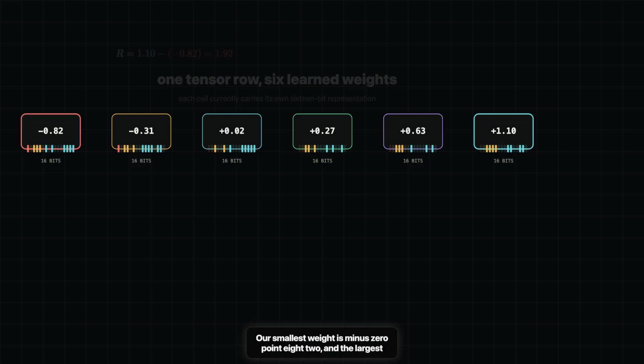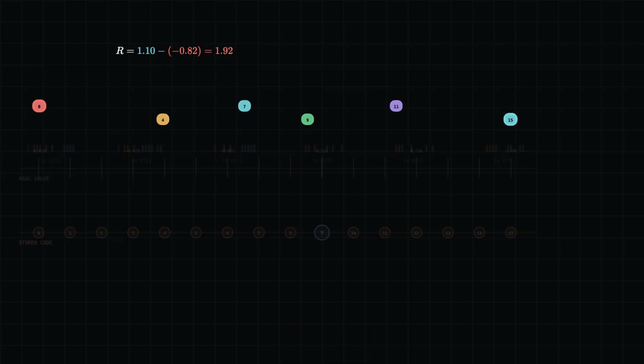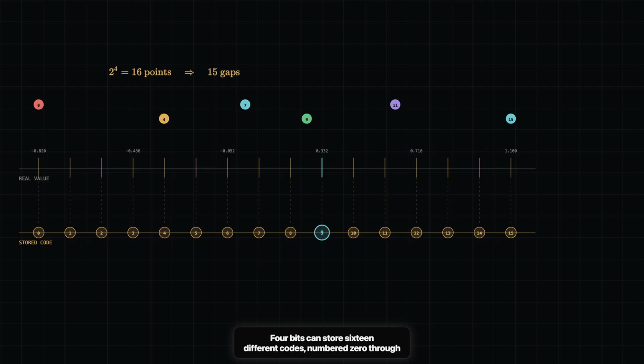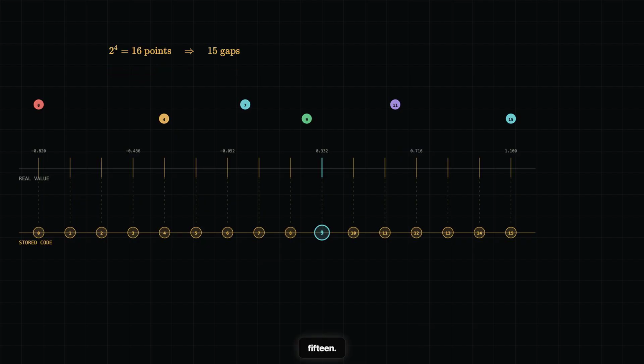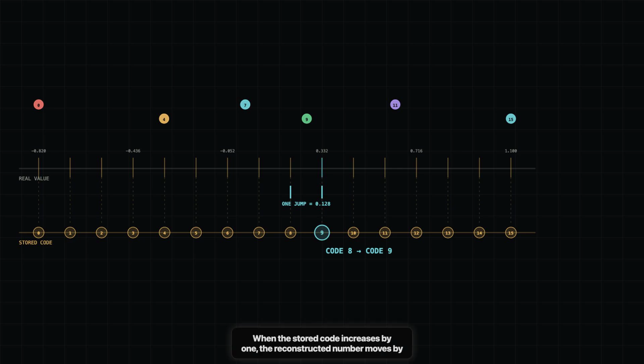Our smallest weight is -0.82 and the largest is 1.10. The range is 1.92. 4 bits can store 16 different codes numbered 0 through 15. Those 16 points create 15 intervals. Divide the real range by 15 and we get 0.128. That value is the scale. The intuition is simple. When the stored code increases by 1, the reconstructed number moves by 1 scale size jump.